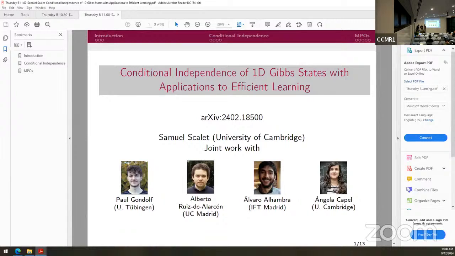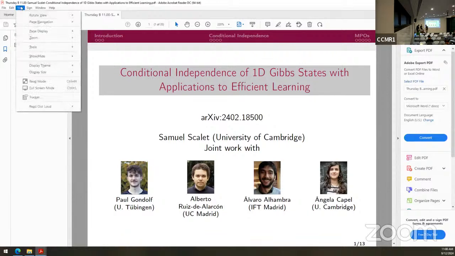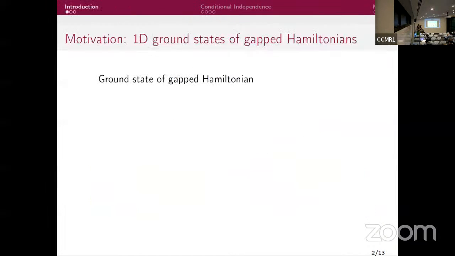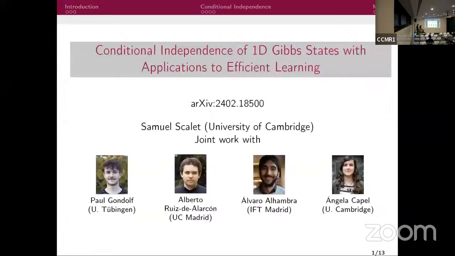That is the shortcut for... Control L. That's not working. Hello? Yeah.